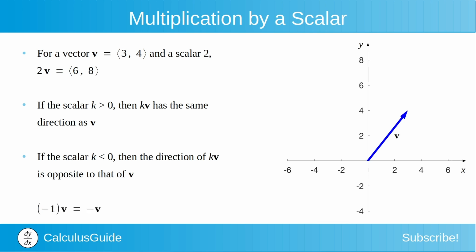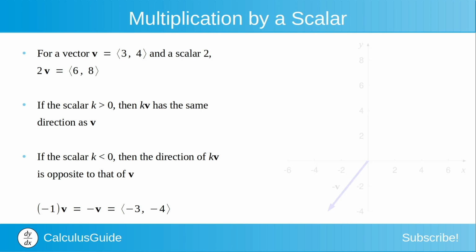The component form of this vector is equal to ⟨minus 1 times 3, minus 1 times 4⟩. Minus 1 times 3 is equal to minus 3, and minus 1 times 4 is equal to minus 4. So we've calculated the component form of the vector minus v to be ⟨minus 3, minus 4⟩. This vector minus v is now shown to the right. It points in the opposite direction to the vector v.